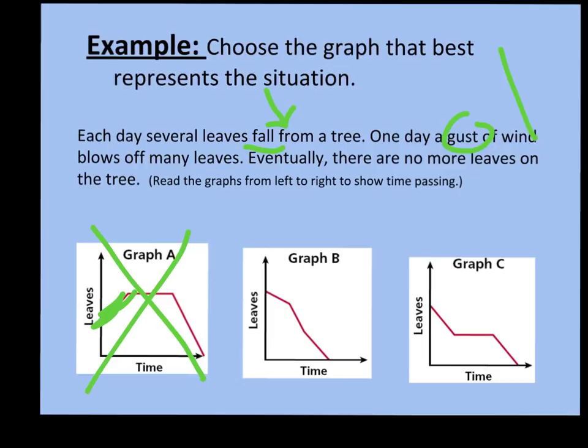But going back to the gust of wind, there it's going to be decreasing again. And because we are decreasing even more at a faster, steeper slope, graph B is going to be our correct answer. Graph C doesn't work. If you look at this line right here, that is a constant rate of change, saying that the leaves are maintaining on the tree. So that would only happen if there was no gust of wind, no wind at all, as a matter of fact.